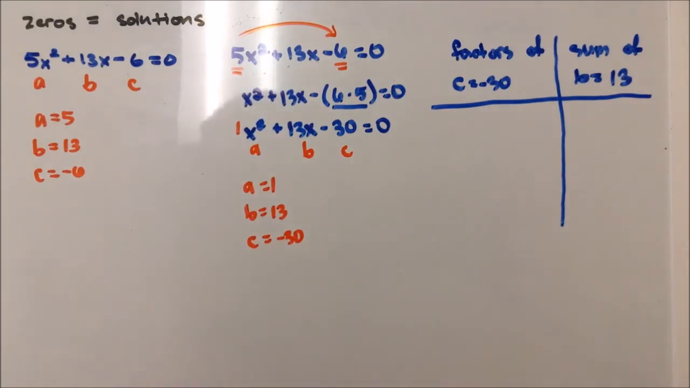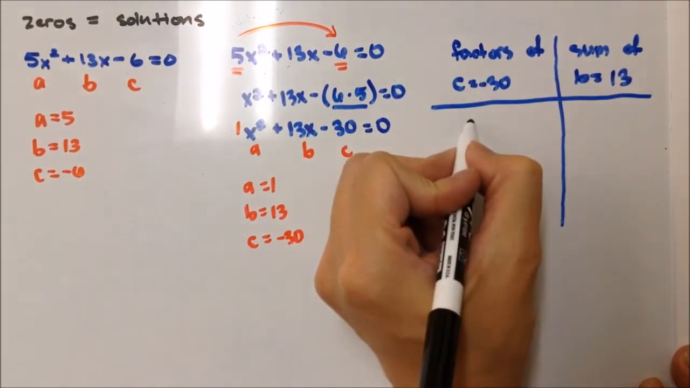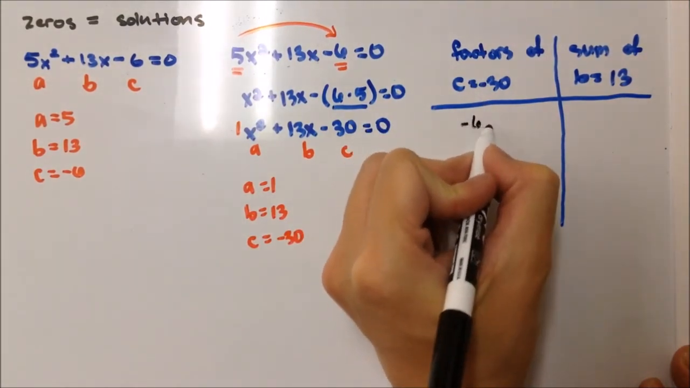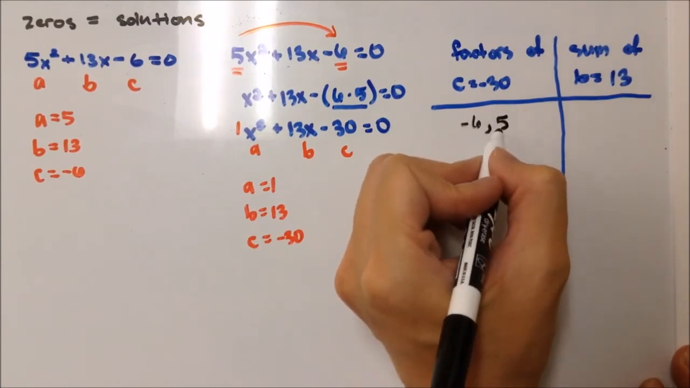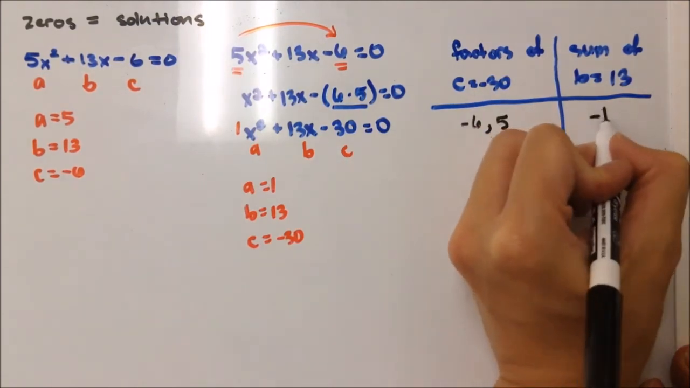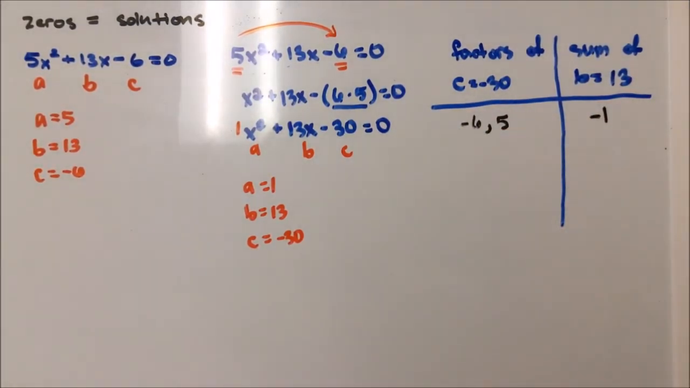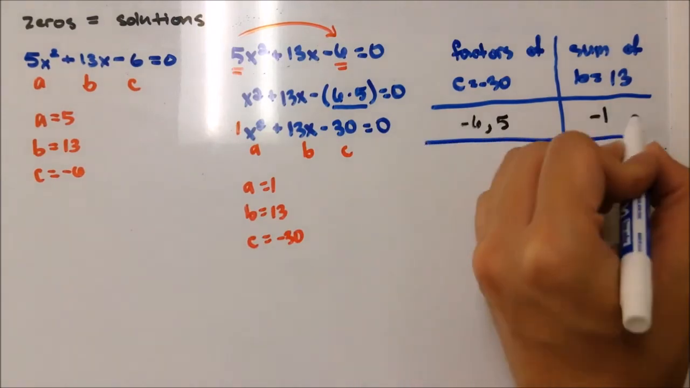Now let's think of factors of 30. Well, negative 30. Well, I mean, you can try, since it's negative 30, we can do negative 6 and positive 5. Those two, when multiplied, will give us negative 30, but what's the sum? Negative 6 and 5. Well, the sum will be negative 1. So we can't use that because it doesn't equal 13. So we're not going to use that.